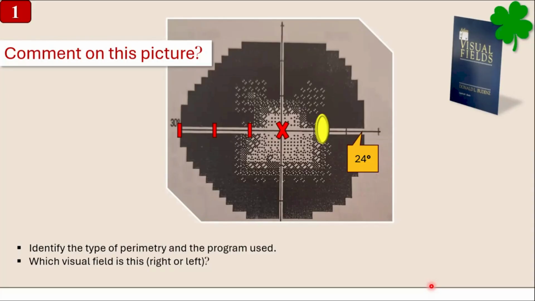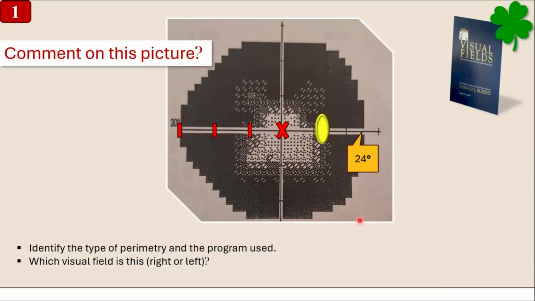So this is a grayscale printout, and the easiest way to know which field, right or left, is from the blind spot. But here, this is a constricted visual field, almost totally black, as Dr. Kaushik said. So where is the blind spot? Indirectly, we can know the position of the blind spot from the program.